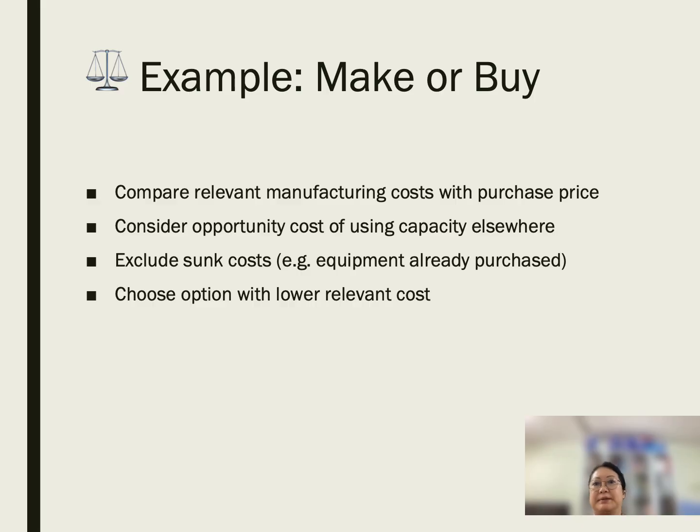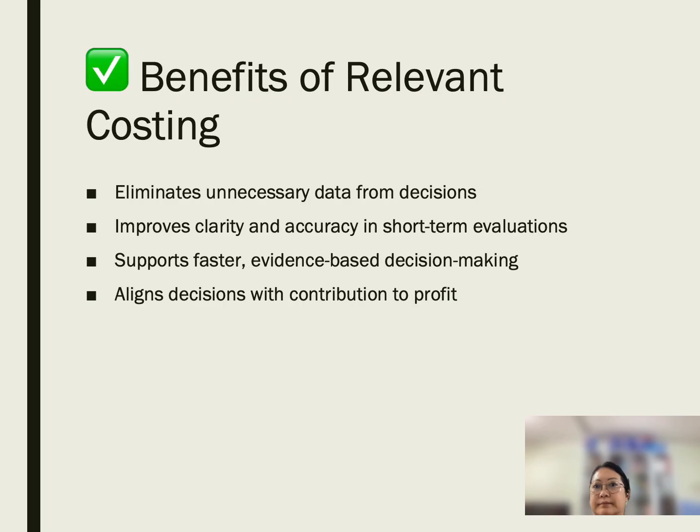Here is another example. You compare the cost of producing a component in-house to the price of buying it. Only include variable costs and any opportunity costs. Some costs, such as equipment that is already purchased, are usually ignored in these circumstances. Subsequently, managers would choose the option with the lower relevant costs.